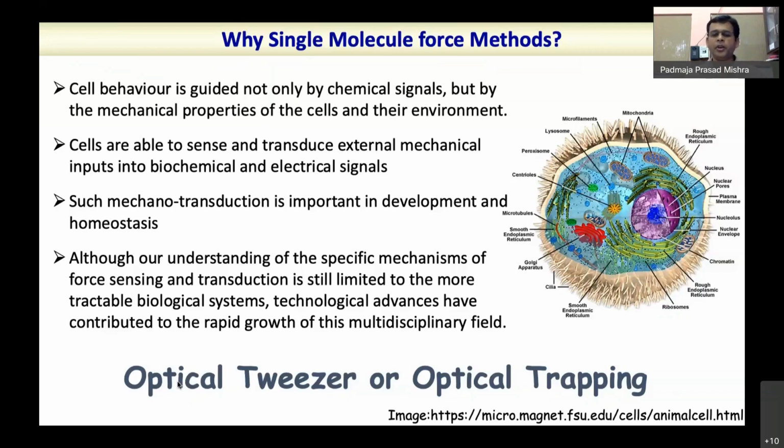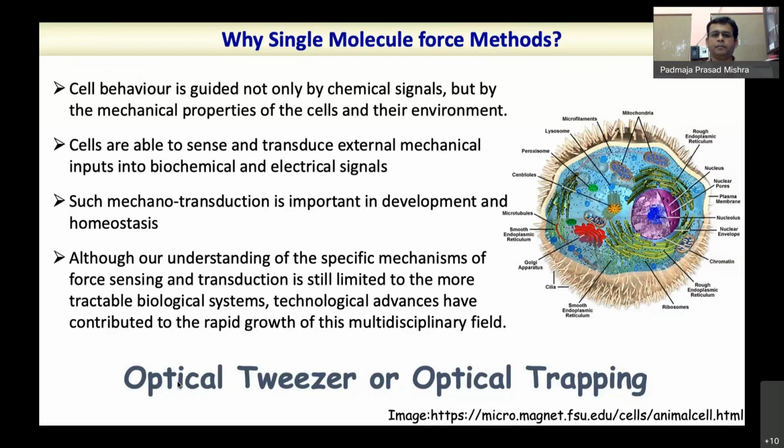Though our understanding of the specific mechanism of force sensing, how force is affecting cellular properties, is very limited. That is because of the lack of proper tools. With the eventual increase in the number of single molecule tools, that gap is reducing, where we understand the minute effects of mechanical forces inside the cell. And one such development is optical tweezer or optical trapping.